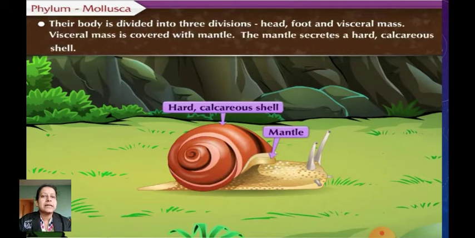Fine. Then this visceral mass is covered with a mantle. You can see that mantle which is yellow in color, and this mantle later on secretes a hard calcareous shell. The shell is made up of calcium carbonate, and therefore it is called a hard calcareous shell, which is secreted by the mantle, and that mantle is present above the visceral mass. So remember this, dear students.